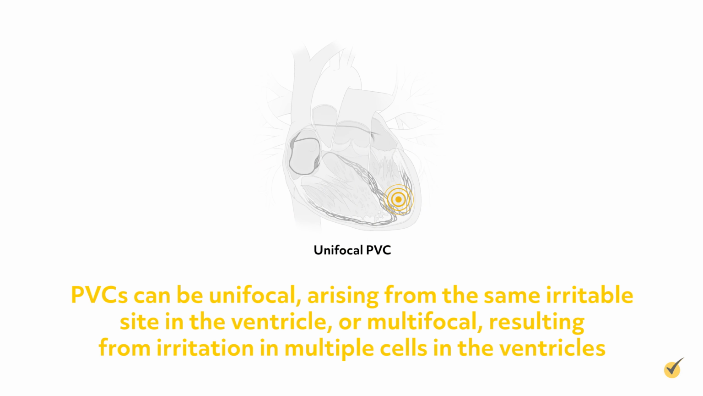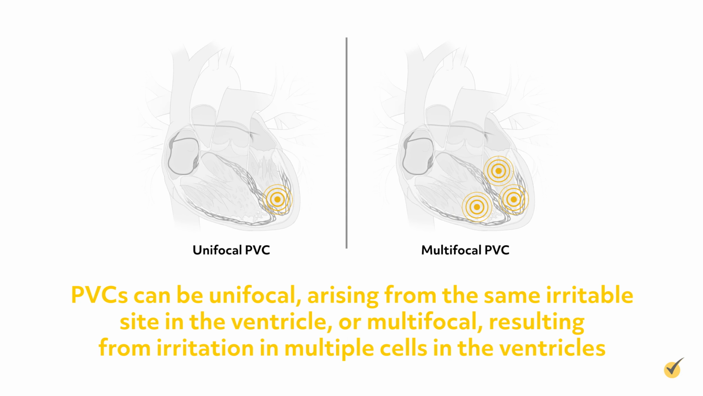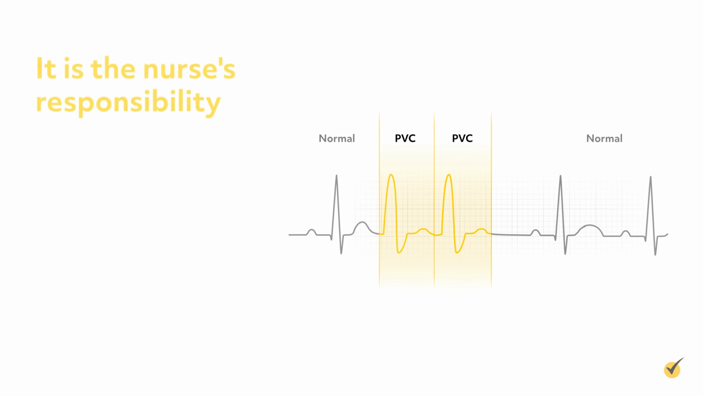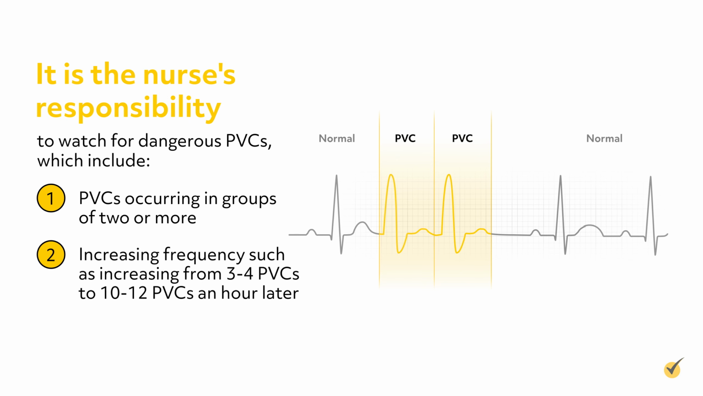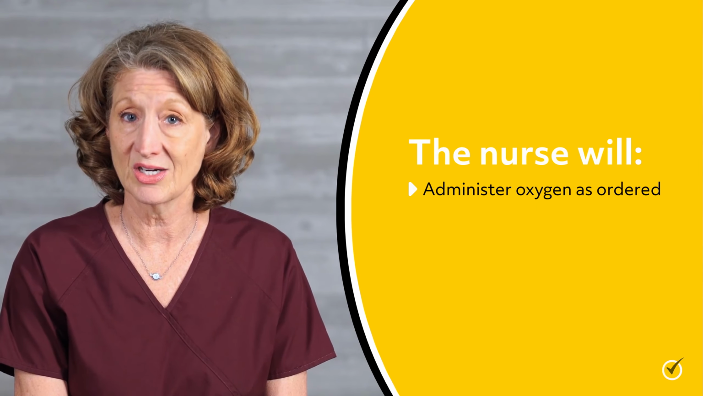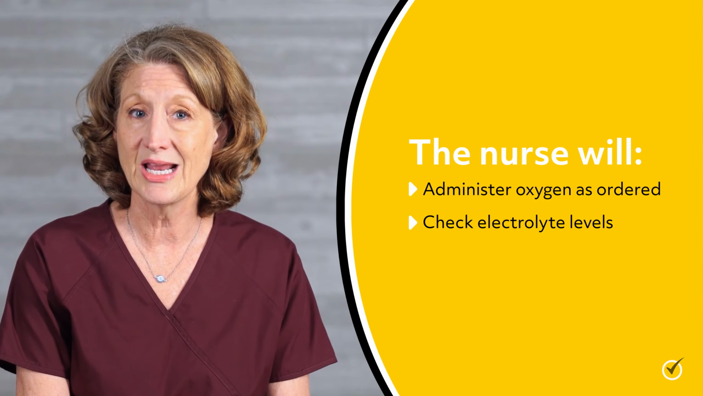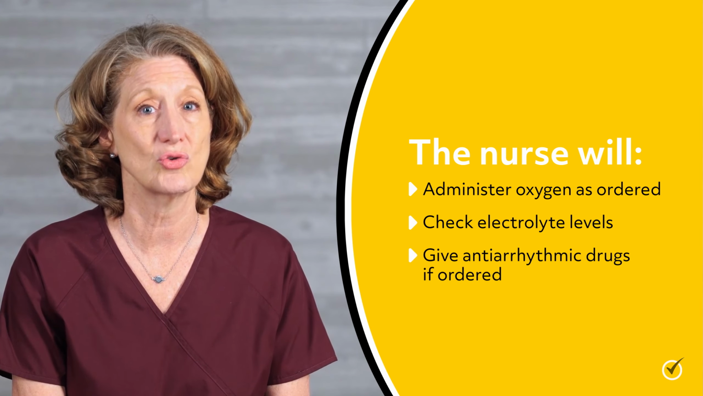PVCs can be unifocal, arising from the same irritable site in the ventricle, or multifocal, resulting from irritation in multiple cells in the ventricles. It is the nurse's responsibility to watch for dangerous PVCs, which include PVCs occurring in groups of 2 or more, increasing frequencies, such as increasing from 3 to 4 PVCs to 10 to 12 PVCs an hour later, or PVCs occurring near the T wave. The nurse will administer oxygen as ordered, check electrolyte levels, and give antiarrhythmic drugs if ordered.